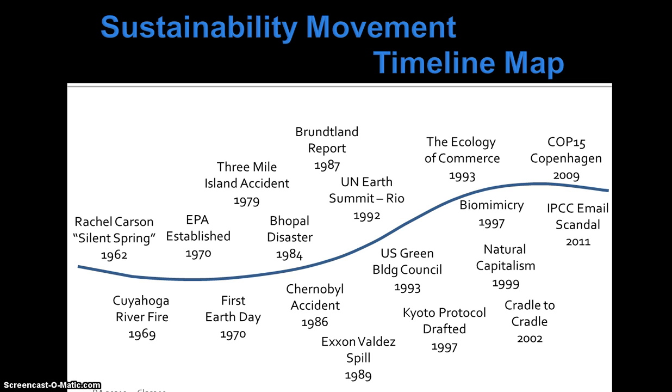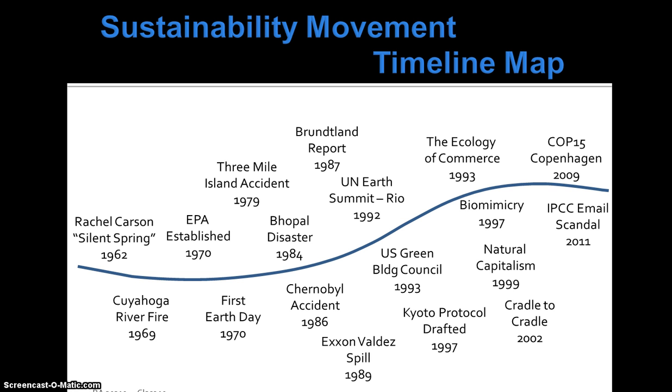The Ecology of Commerce was a book by a guy by the name of Paul Hawken that put in play the idea that business and ecology can coexist. Biomimicry, the idea that nature is a pretty good example of innovation, and if we followed some of the lead there, we would be able to create less harmful innovations by looking at the way nature does. Natural capitalism took it a step further and said we have to value natural capital, and that it is absolutely consistent with market economies and that sort of thing if we do it right.